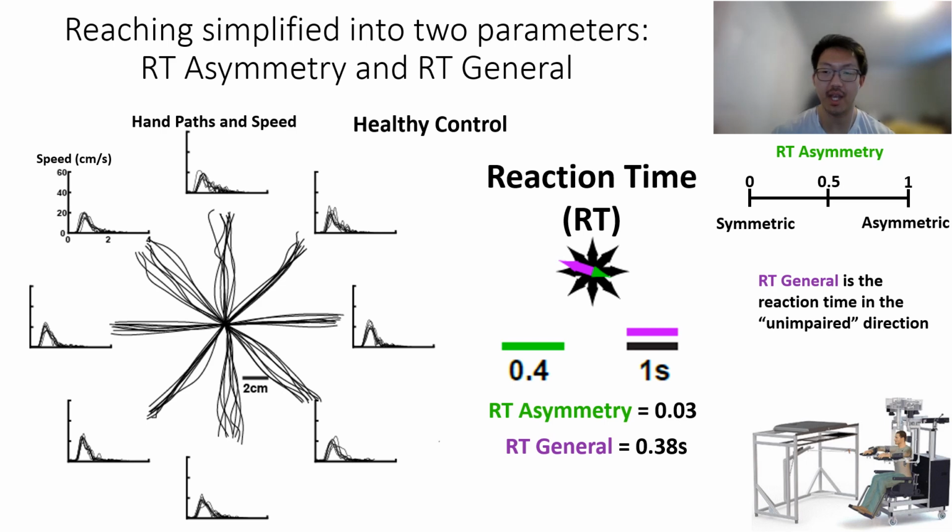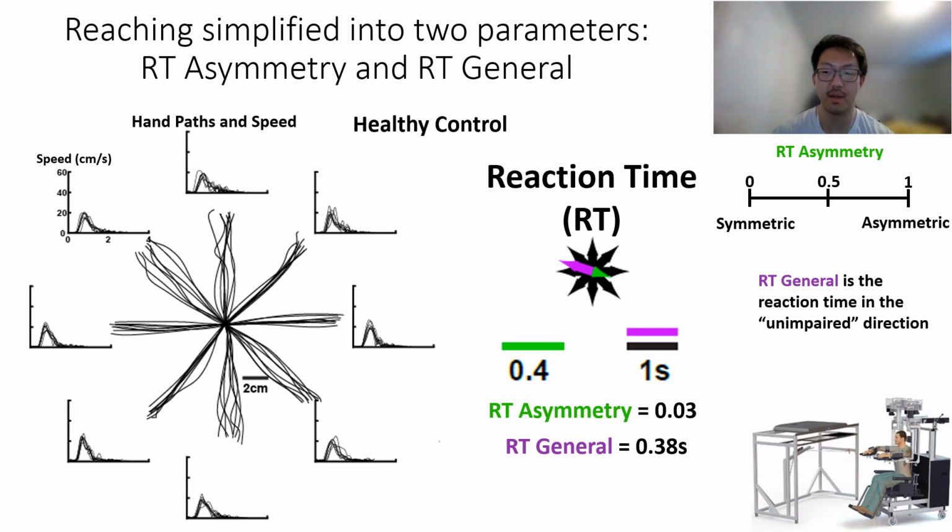On the left, we show the hand paths and speeds of a healthy control. Hand paths show relatively straight movements, and the corresponding hand speeds show relatively consistent initiation time. On the right, the average reaction time of a healthy control in each direction of reach is shown as black arrows. To simplify this 8-target reaching data, we've developed parameters to quantify reach asymmetry as well as general reach initiation impairment.